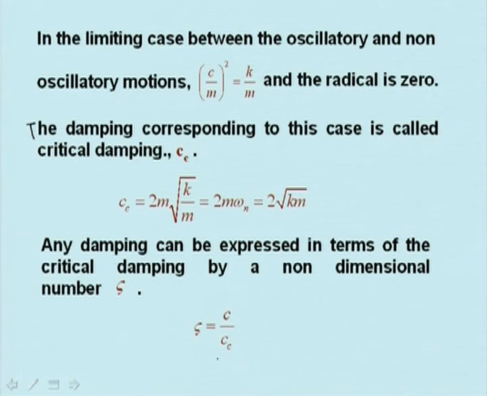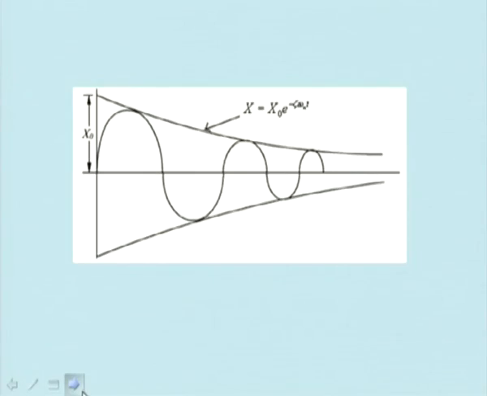Therefore any damping can be expressed in terms of the critical damping by a non-dimensional number. We can say zeta, that zeta is equal to C by Cc, where Cc is the critical damping. If C by Cc is more than 1, this is the case of over damping. If C by Cc is less than 1, this is the case of under damping.